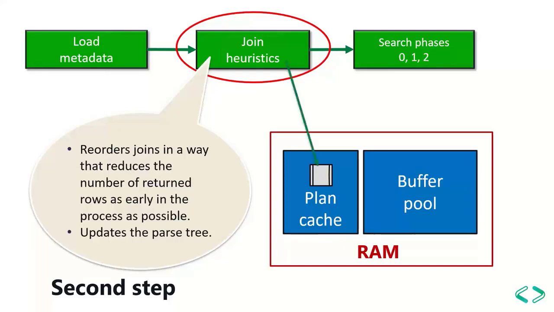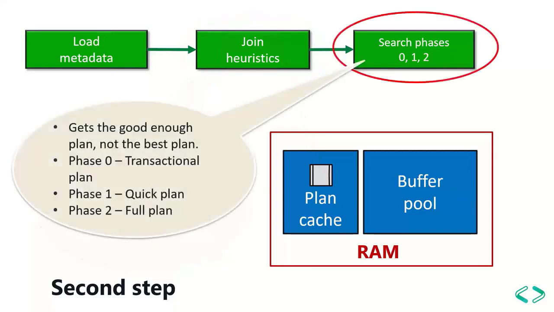Now, with this information, the parse tree inside the plan cache is once again updated, and then our query will be sent to the search phases. In the very next slide, I'm going to discuss what these search phases are. But for now, just remember that the optimizer always wants to choose the good enough plan instead of the best plan. It chooses from these 3 phases: phase 0, phase 1, and phase 2. Once it finds a good enough plan there, it will update that plan in the plan cache, and then our query will be sent to the third step, which is the storage engine component. But before going into the storage engine, let's see what these search phases are.